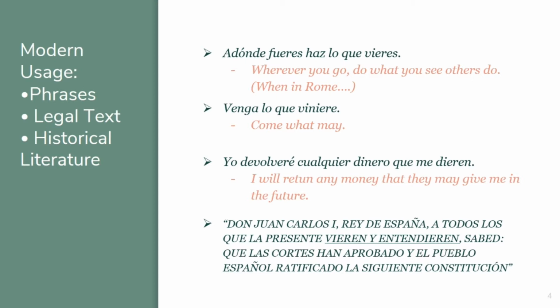Anyways, long story short, the thing that I wanted you to notice about this is that vivieren y entendieren. So this also has the future subjunctive in it. One thing, like, why would you use it nowadays? It kind of has an extra level of uncertainty that you can't really get from anywhere else.